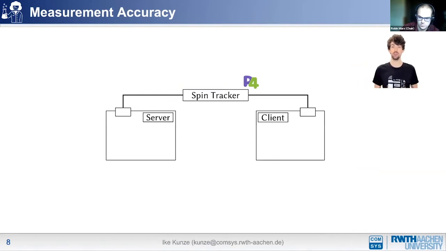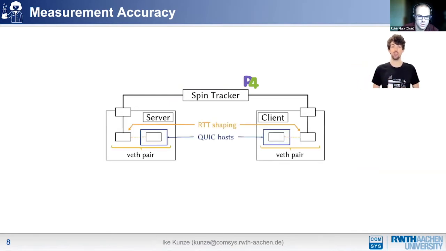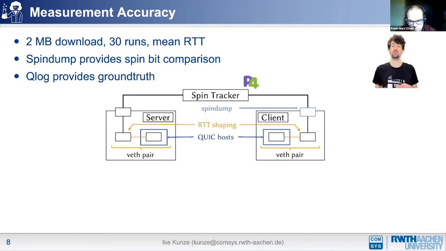We perform RTT shaping on the links colored in yellow using the Linux traffic control netem module, and we also deploy SpinDump on the ingress interface of the client. To evaluate the capabilities of our tracker, we've then experimented with different RTTs, download volumes, and readout intervals of the control plane. The following plots show the results for a download volume of 2 MB. We've performed 30 runs in each setting and have calculated the mean RTT as well as 99% confidence intervals.